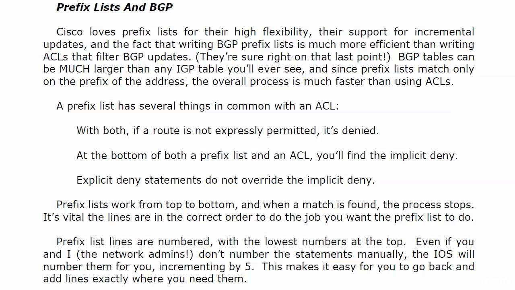Now, prefix list lines are numbered by default. This is a wonderful thing, and I'm going to work this into the lab, because the lowest numbers are going to be at the top, and even if you and I don't enter the statement numbers manually, the IOS is going to do it for you, incrementing by 5. And the reason I like this so much is because I go back to those dark days where, with an ACL, if you wanted to add a line to the middle of it, you had to rewrite the entire thing. You couldn't just put a sequence number in there and have it automatically appear in the middle. This really makes it so much easier. It's much more efficient to go back and add lines exactly where you need them. And I'm going to work this in at the end of this lab.